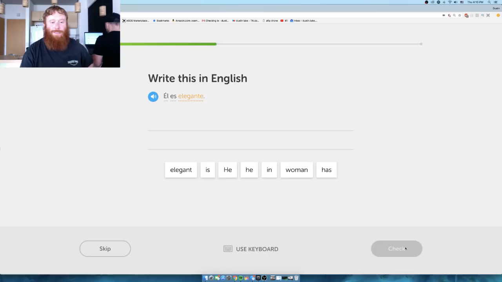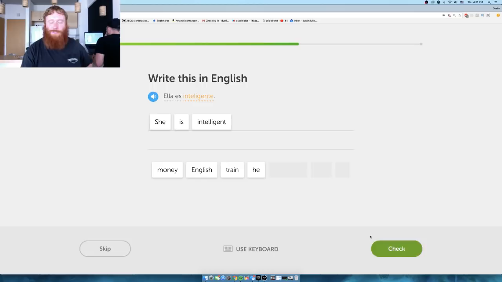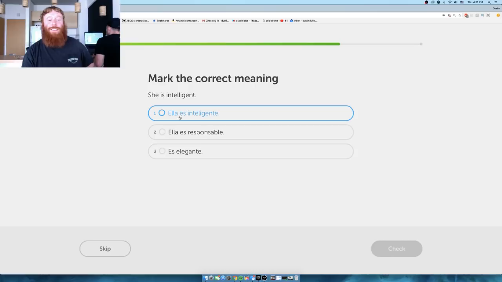Él es elegante. Oh no, wait. Capital he. If I choose the lowercase he's gonna make it incorrect. So elegante. I've never heard this word before, but I know it's not women, so it has to be elegant. Tu padre. Ella es inteligente. She is smart or intelligent, I guess. Smart and intelligent are synonyms, so. She is intelligent.